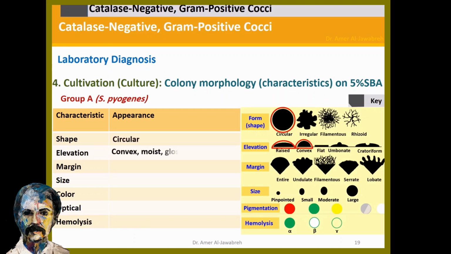S. pyogenes. Look at the characteristics of colonies. We call it morphology. Shape, it's circular. So it's almost like a coin.